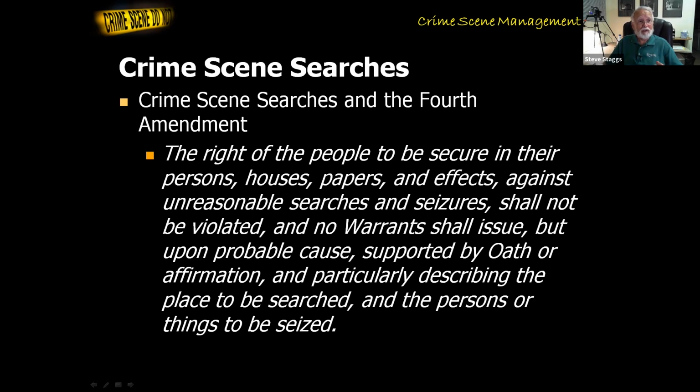It establishes a privacy interest by recognizing the right of U.S. citizens to be secure in their persons, houses, papers, and effects. Secondly, it protects privacy by prohibiting searches and seizures that are unreasonable or not authorized by a warrant based upon probable cause. And third, it states that no warrant shall be issued unless the warrant describes exactly the place to be searched and the things or persons to be seized.